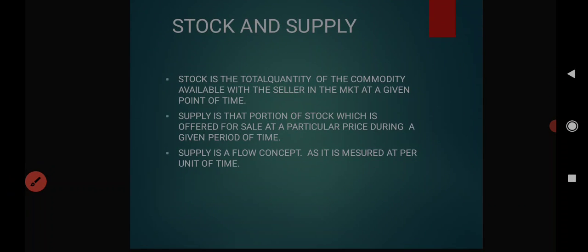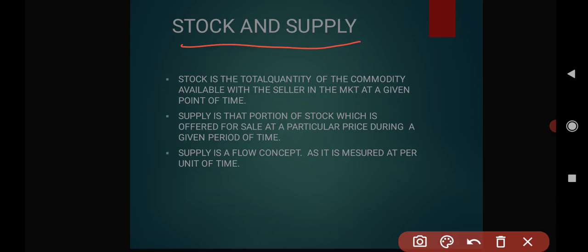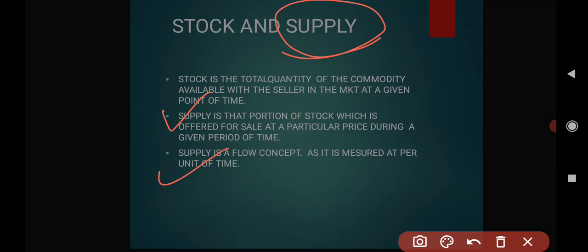There is a difference between stock and supply. Stock is the total quantity of the commodity available with the seller in the market at a given point of time, whereas supply is that portion of stock which is ordered for sale at a particular price during a given period of time. Supply is a flow concept as it is measured per unit of time.